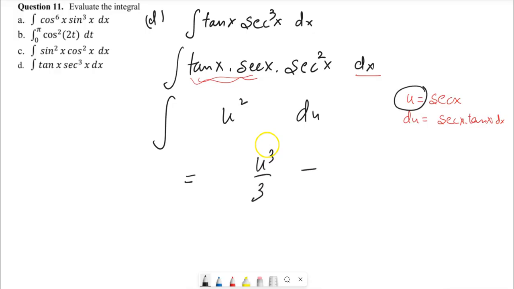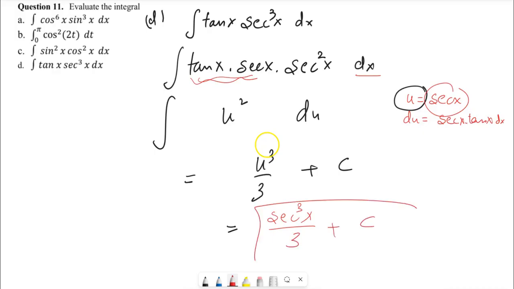This is a very easy integral now. U cube by 3 plus c. U has to be replaced back by secant x, so secant cube x by 3 plus c.